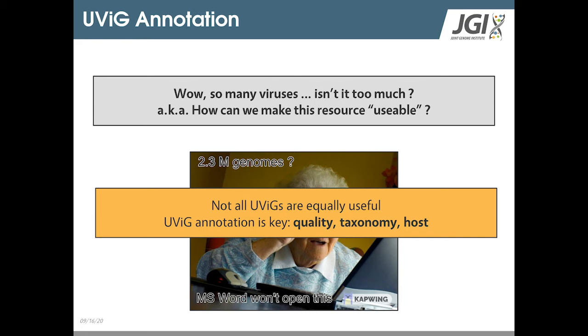But not all these sequences are equally useful. Some of them are just short, like I was saying, and some of them don't come from the right environment, or not in fact the right host for the studies that the user is trying to do. So what we went after is, for each sequence, we want to have a notion of quality, taxonomy, and host, and then we want to have an interface so that a user can very easily identify and extract the subset of these 2.3 million sequences that could be of interest for them.